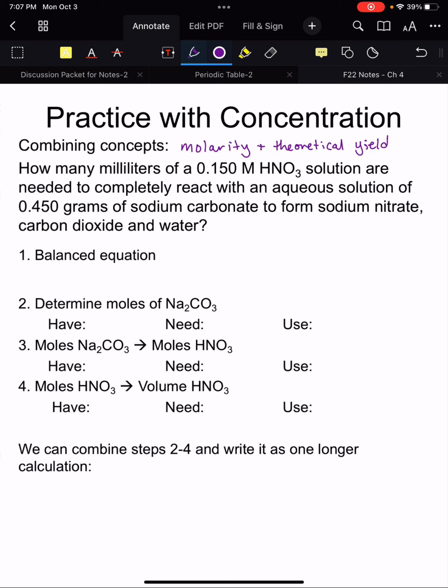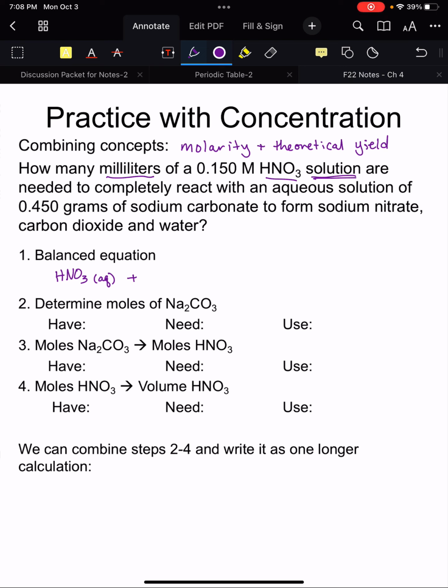Okay, so this says how many milliliters, so we're looking for a volume, of a 0.150 molar HNO3 solution are needed to completely react with an aqueous solution of 0.450 grams of sodium carbonate to form sodium nitrate, carbon dioxide, and water. The first thing we're going to do is write our balanced equation. So we're reacting HNO3, and we'll learn soon that all acids are aqueous, and also because it says it's a solution, we're going to put the AQ symbol.